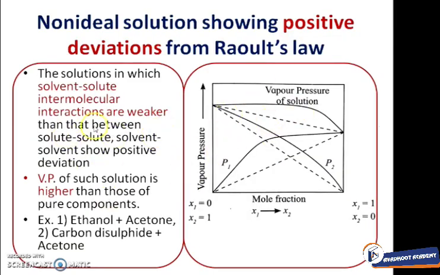Now, depending upon the type of interaction, whether the interaction between solvent and solute is weaker or stronger, non-ideal solutions are of two types: non-ideal solutions showing positive deviation and negative deviation from Raoult's law. So first of all, we try to discuss what a non-ideal solution showing positive deviation from Raoult's law is.